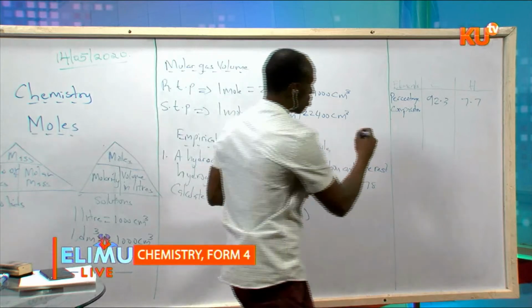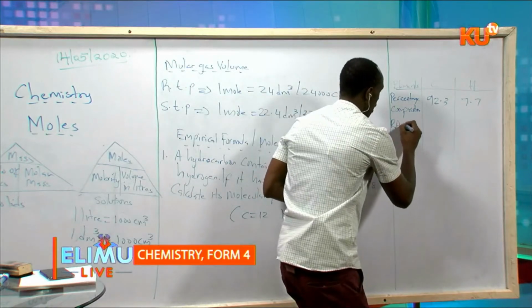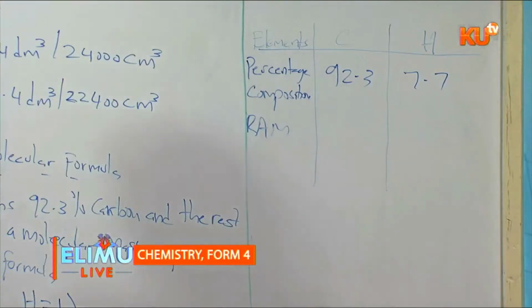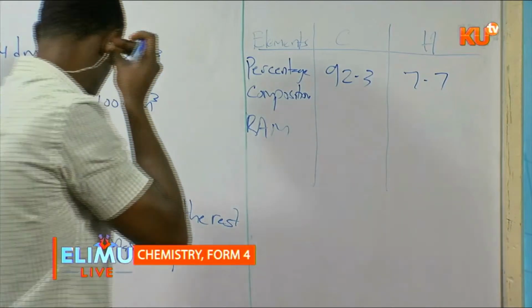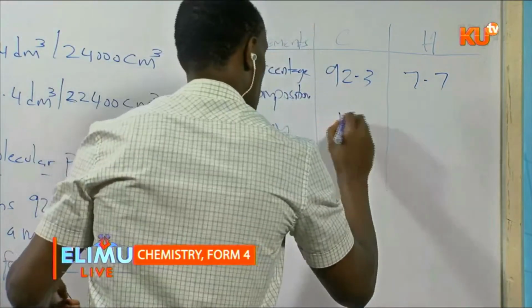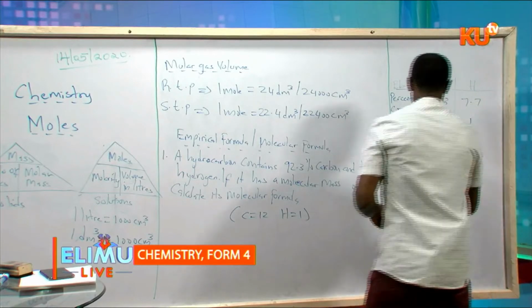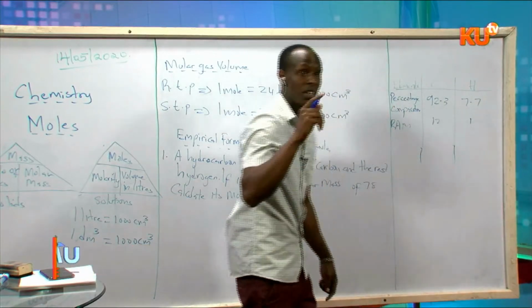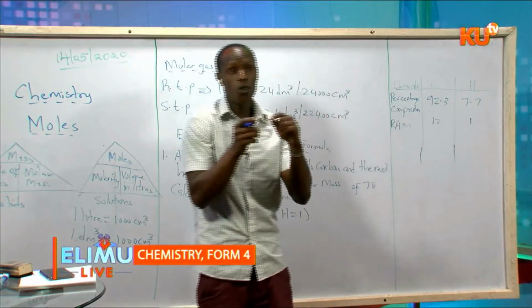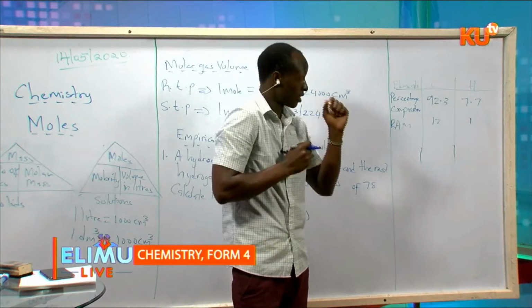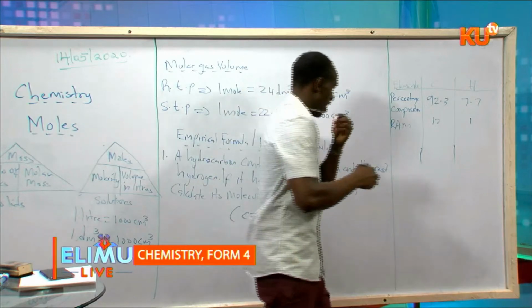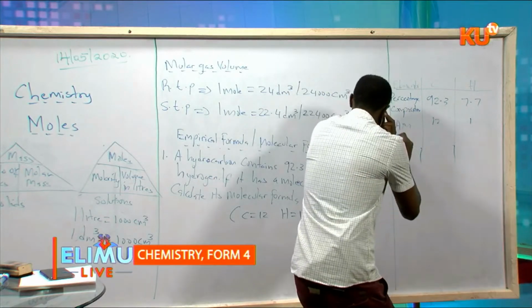So second step, you go to RAM, or molar mass. In this triangle, we are referring to it as molar mass. So the RAM of carbon is 12. The RAM of hydrogen is 1. Then now you go to mole ratio. We had indicated empirical formula is the simplest mole ratio or whole number ratio. So here we go to ratio.